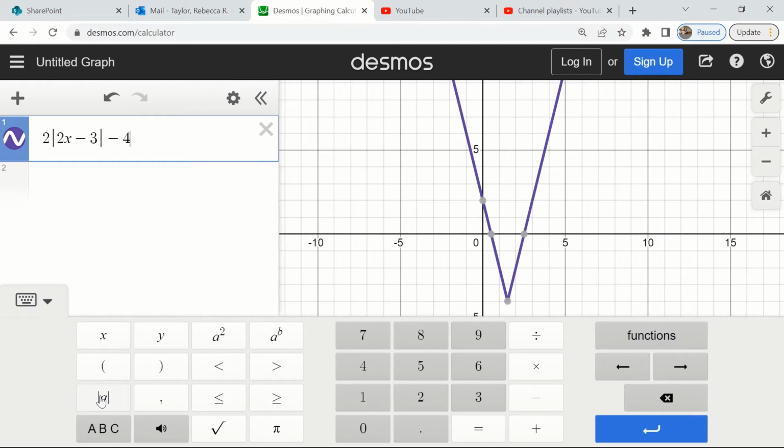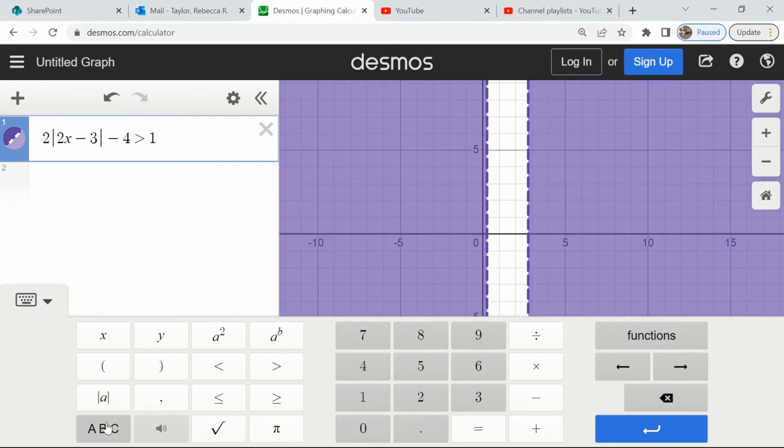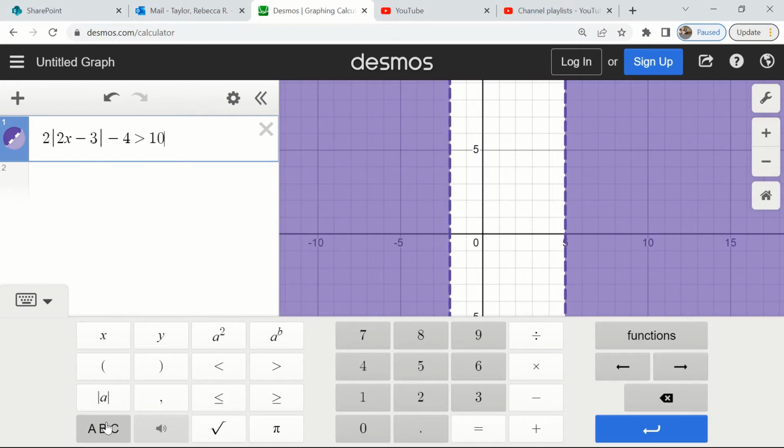Right now, it's graphing the function. We're going to put in a greater than. Notice you can do a greater than or equal to, less than or equal to. For this, we're just going to do greater than, and this is going to be greater than 10. Right now, I just have the 1 in there. Okay. So it's kind of fun to play around with that. You can do a lot with the graphing utility there and just change the number and see how changing any of these numbers affects the solution.